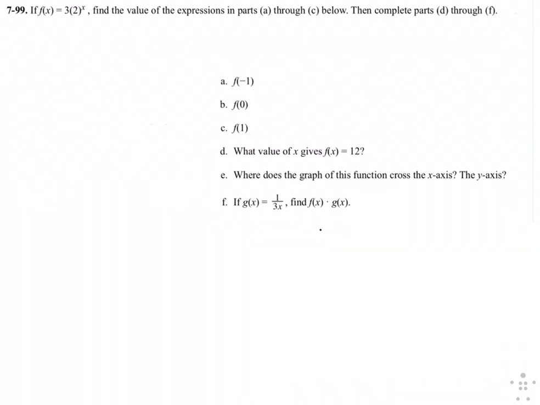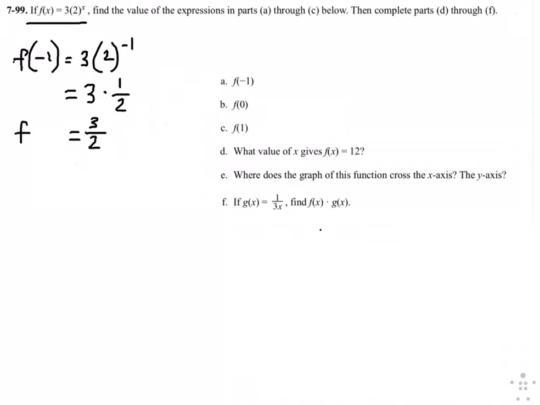Okay, for 799, they give us a function, f of x equals 3 times 2 to the x. It's an exponential function. And for a, b, and c, they just want us to put in values for x. So for a, they're asking us what f of -1 is, which means we substitute a -1 in for x. So 2 to the -1 power is 1 over 2 to the +1 power, or 1/2. So this comes out to be 3/2 for f of -1. Okay, so there's part A.